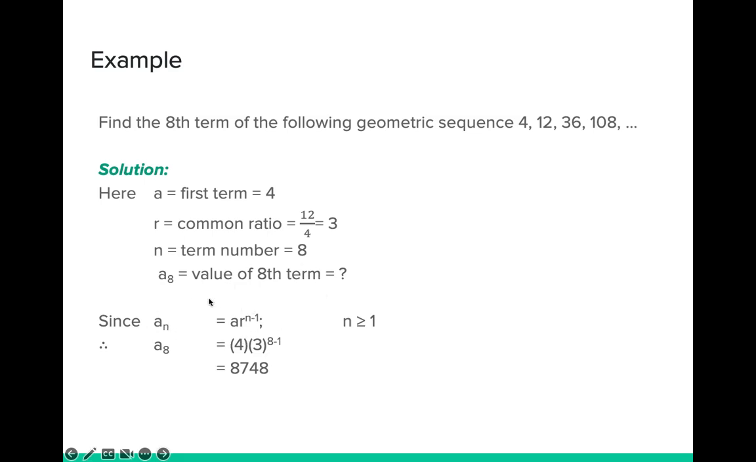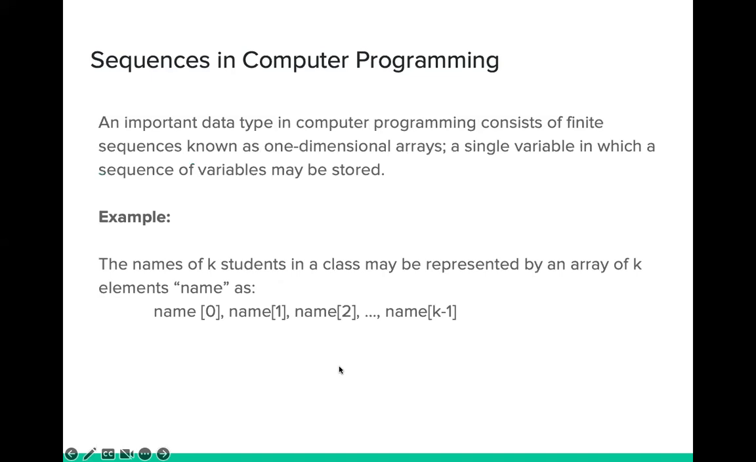So we have this equation for the geometric sequence. We have a sub 8 equals a, the first term, which is equal to 4, and then we have the common ratio r, which is equal to 3, raised to n minus 1, wherein n is equal to 8. So we then have 8,748. So it means that the value at the eighth term is 8,748. So what are sequences in computer programming?